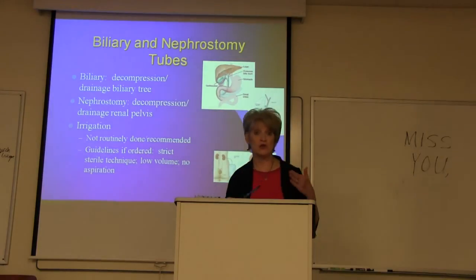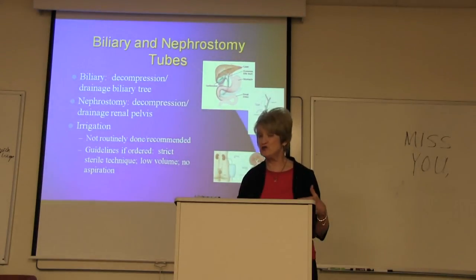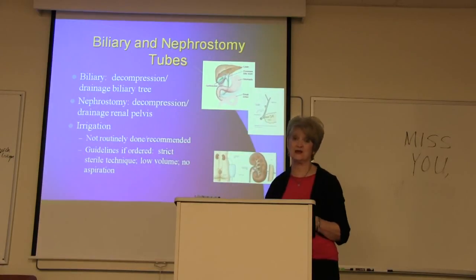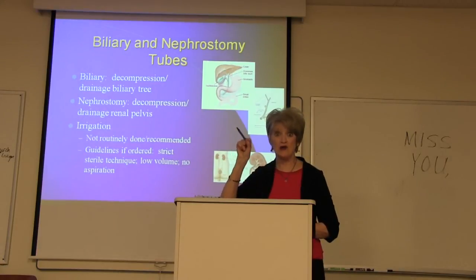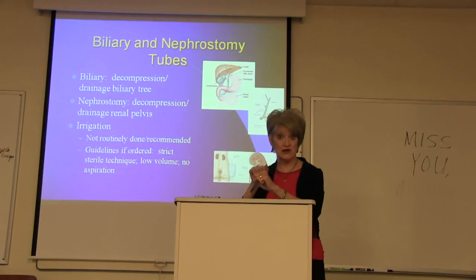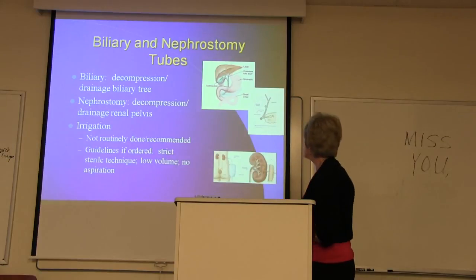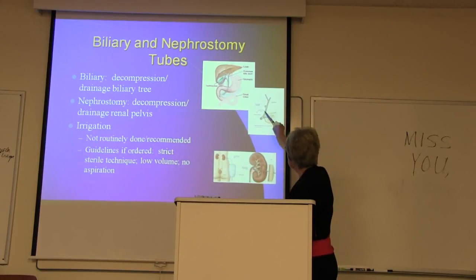That's important because when we talk about how to irrigate, if you irrigate, we'll emphasize do not aspirate. And the reason you would not want to aspirate is, what if the tube had migrated into the duodenum? And what if the tube had multiple little drainage ports up the side? If you aspirated, you could literally be pulling intestinal contents into the biliary tree, which would of course cause a massive infection.